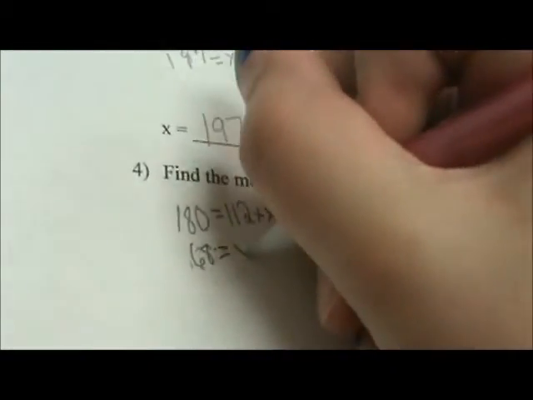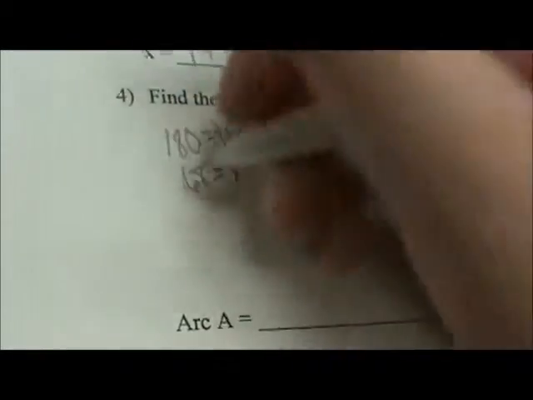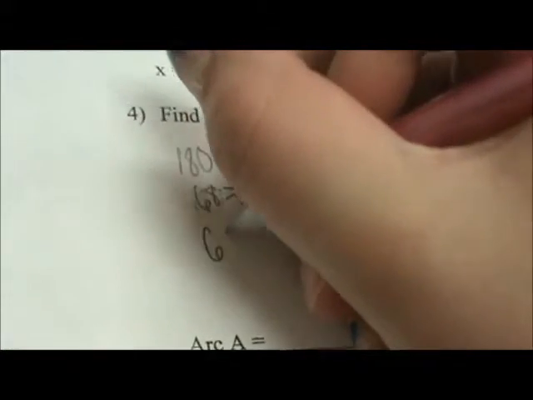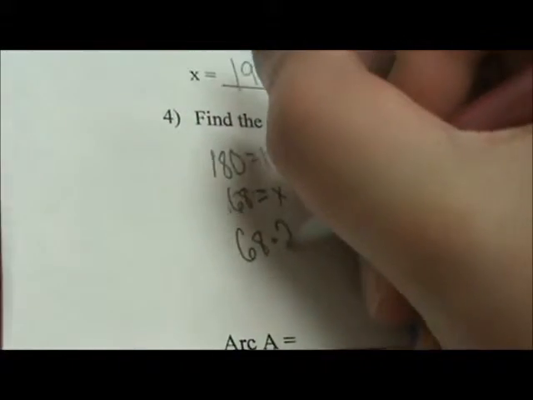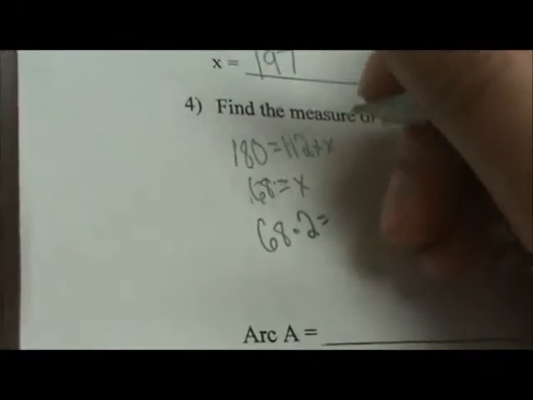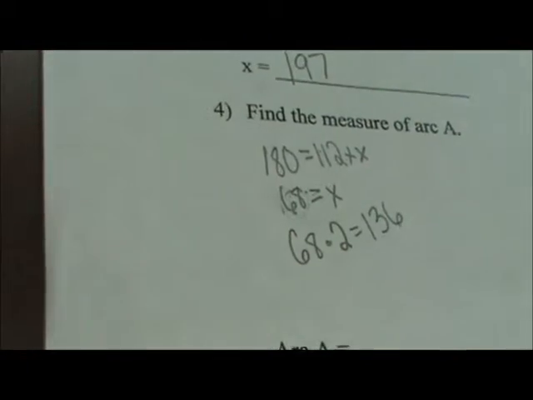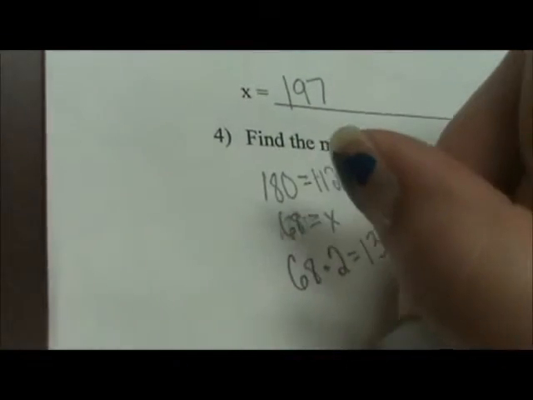Well, you're not done because you're trying to find the arc measure. So we know that we need to multiply 68 by 2. So we'll get 68 times 2 is 136. So your answer for arc A is 136.